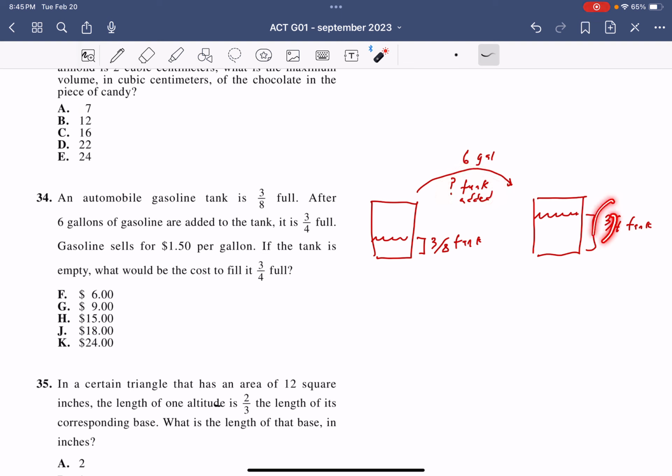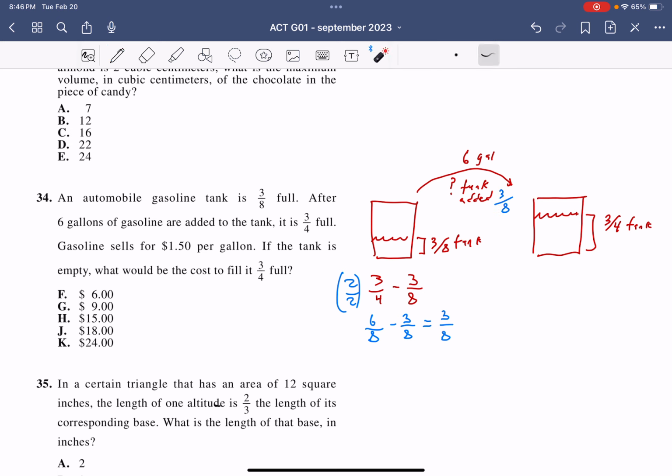Well, if you have 3/4 of a tank as your final answer, and you started with 3/8, we could figure out how much was added in terms of units of the tank by subtracting the two. So we can do 3/4 minus 3/8. And remember, when you subtract fractions, you must have the same denominator. So we have to multiply the top and bottom of the first one by 2. So we're going to have 6/8 minus 3/8, which is 3/8. So that means we have 3/8 of the tank added.